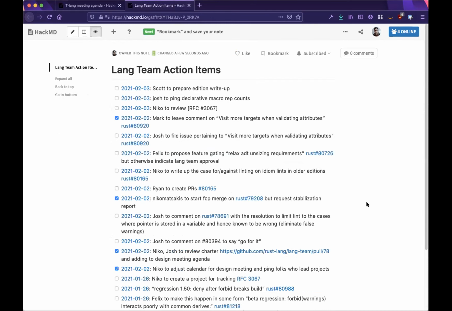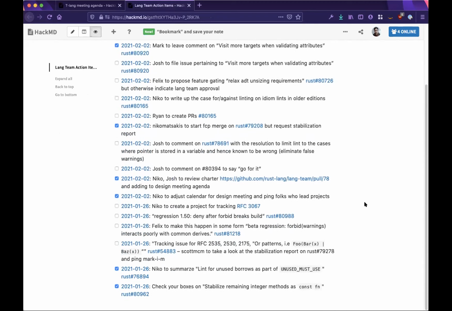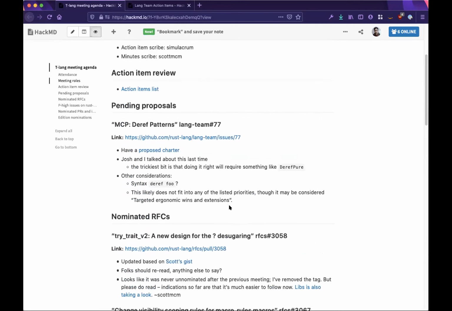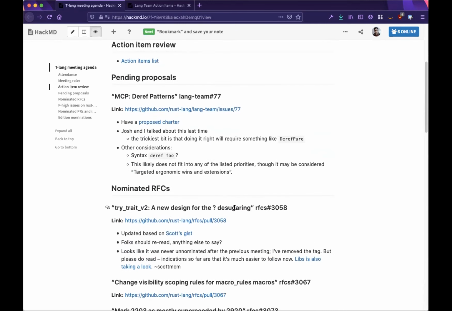Action item review. There's still a bunch of undone action items here. I will start pinging people about these next time. I forgot to do that this time. But if you have items, check them off.